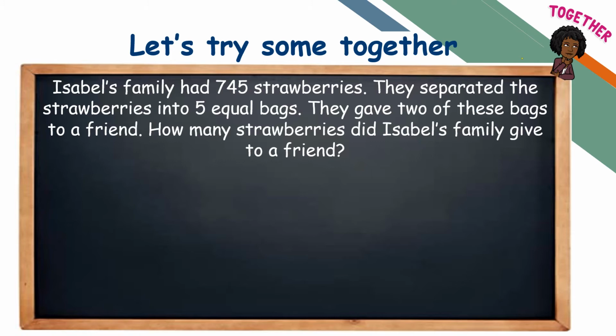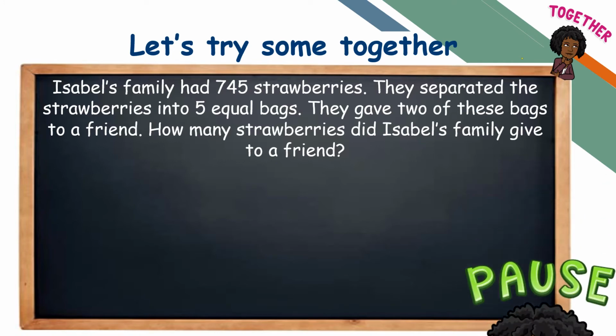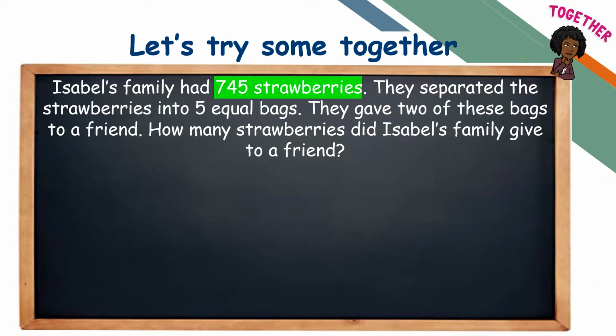What information do we know, and what are we trying to figure out? It looks like we have 745 strawberries that are being put into 5 bags equally, and 2 of those bags were given to a friend. The question is asking us the number of strawberries given to a friend. What information do we need to find first?